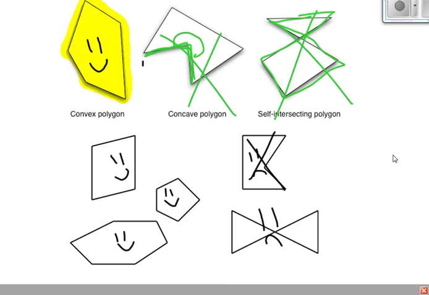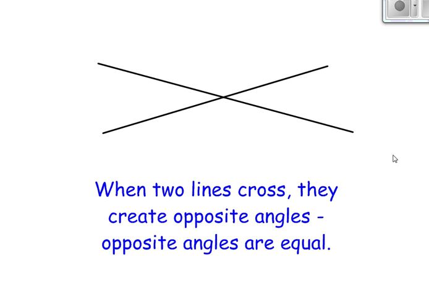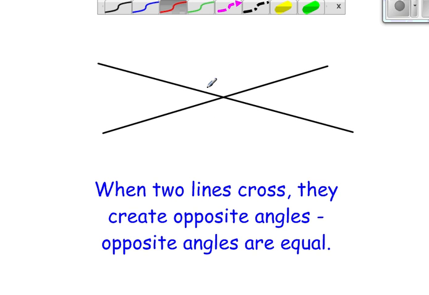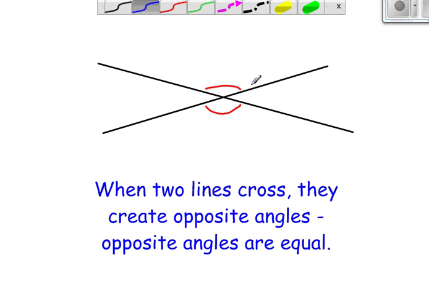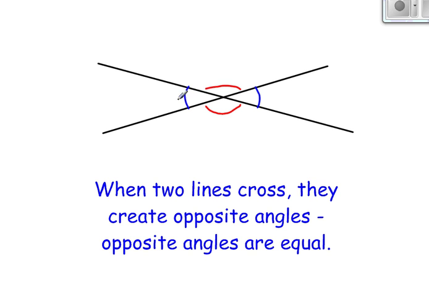Okay, so now that we've learned about polygons, what's next? Aha. When two lines cross, they create opposite angles. So here's two lines crossing, and they create an angle here, which is opposite this angle, and they also create an angle here, which is opposite this angle. And those opposite angles are equal to each other. Not only that, but because I have a straight line, I know that these two angles are going to add to 180.